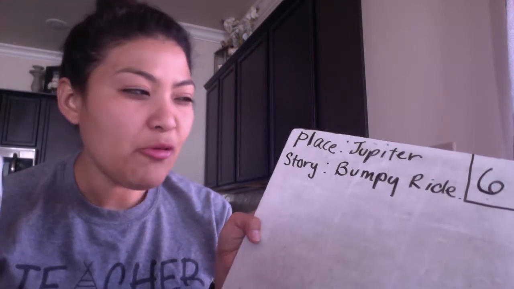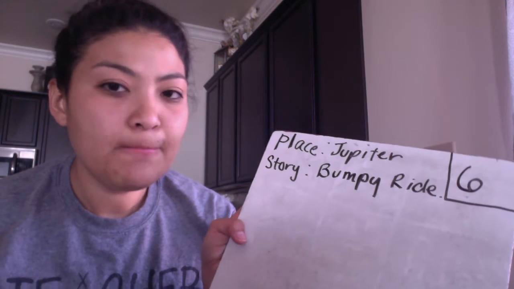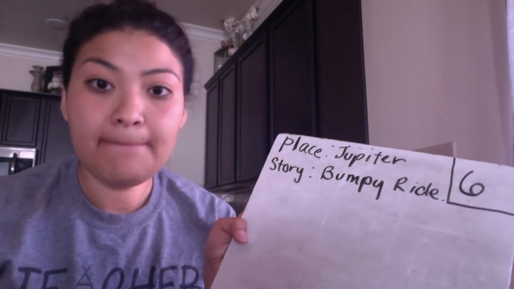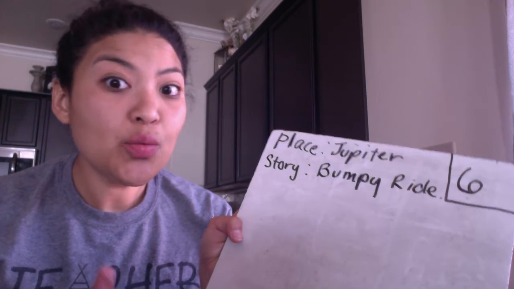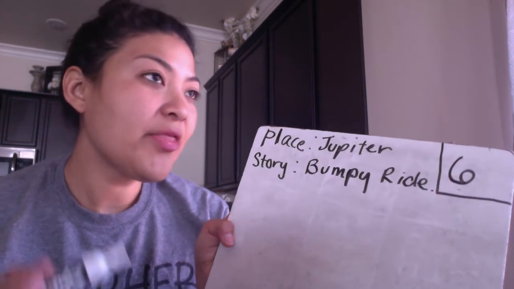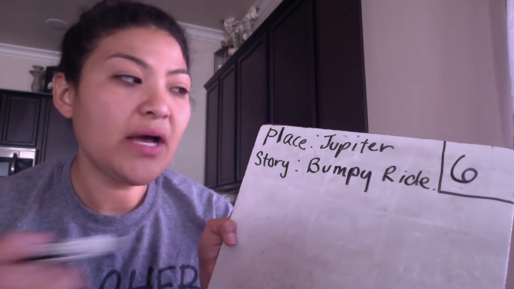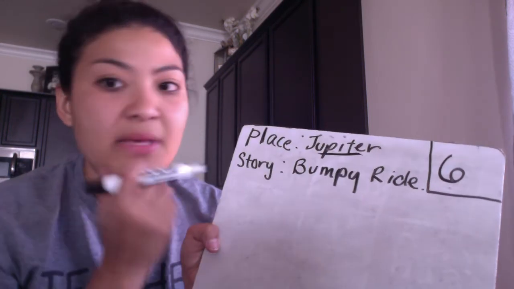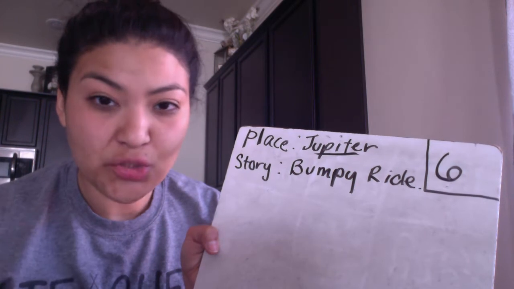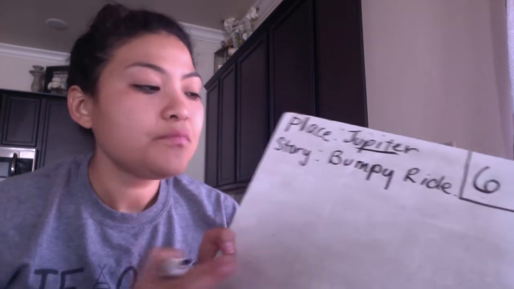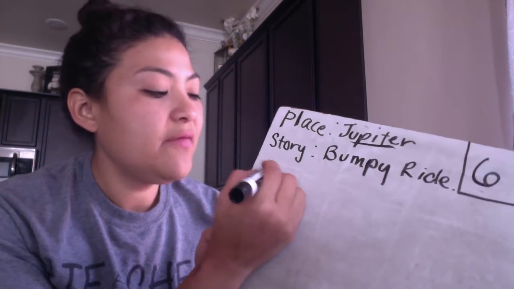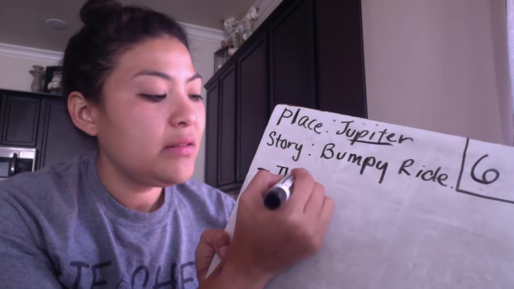Alright, so the bumpy ride is about the process of the invention of the bicycle, right? So we have to write how that process that was taken to invent the bicycle could have possibly changed because we are now living in Jupiter, okay? So I want you to think of the land.